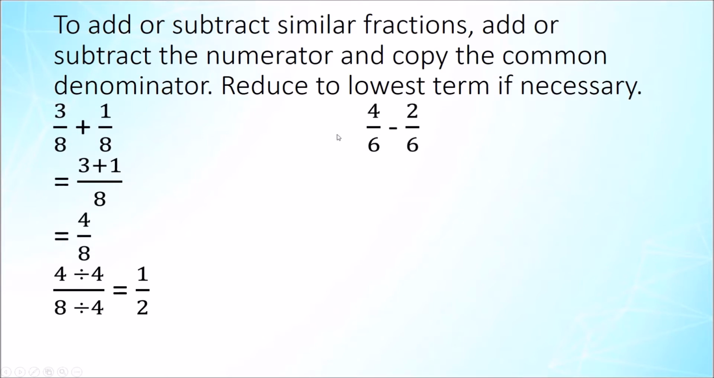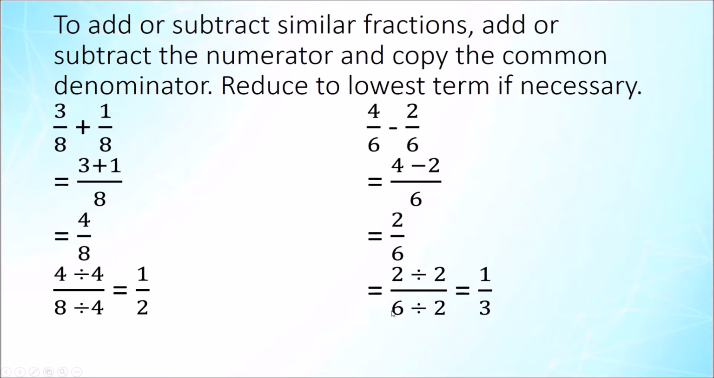Now, in subtraction, 4 over 6 minus 2 over 6. Again, they have the same denominator. We copy the denominator and subtract the numerators. So, we have 4 minus 2 all over 6, and 4 minus 2 is equal to 2 over 6. To get the lowest term of 2 over 6, we divide by the GCF of 2 and 6, that is our divisor. So, 2 is the GCF. Therefore, 2 divided by 2 is equal to 1, and 6 divided by 2 is equal to 3. Therefore, the difference between 4 over 6 and 2 over 6 is 1/3. So, this is how to add and how to subtract similar fractions.